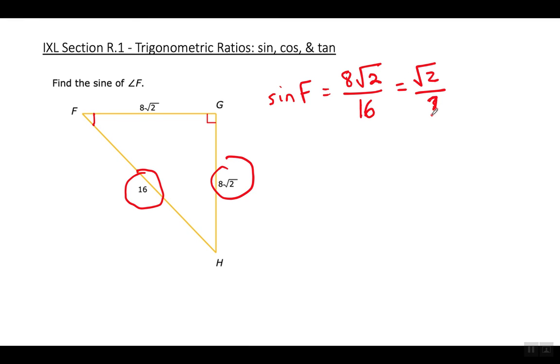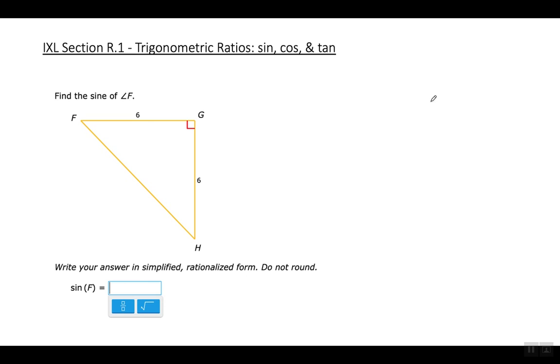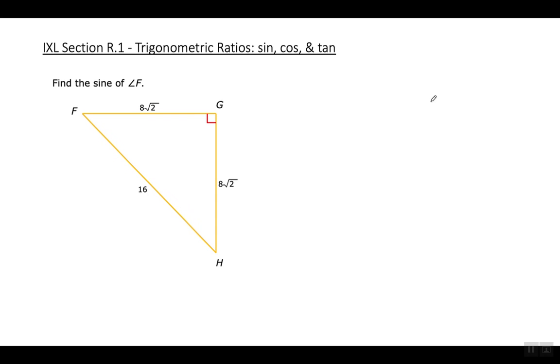Whoa, that came out ugly. Oh, yeah, that's a 2. All right. 8 over 16 is 1/2, but when there's a 1 here, you don't write it. It just stays invisible. So that's my answer. All right. Wait, is that the same one? No, that's a different one.